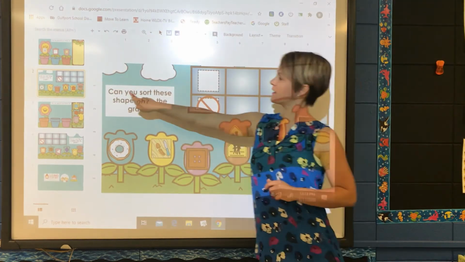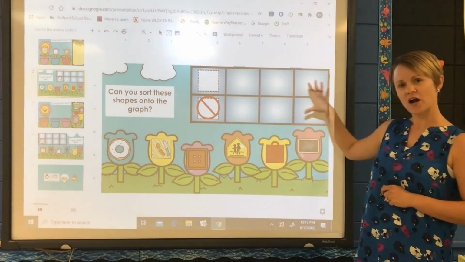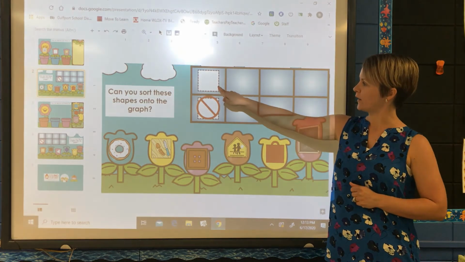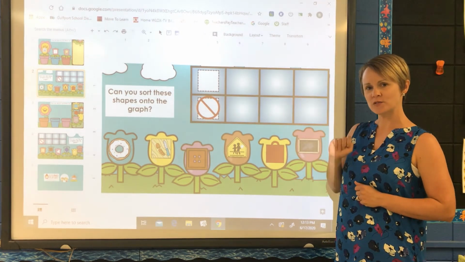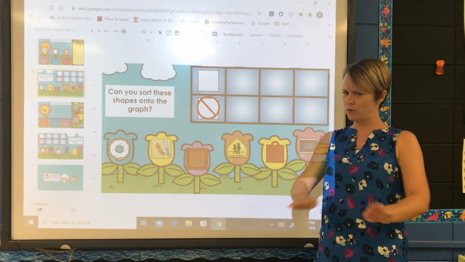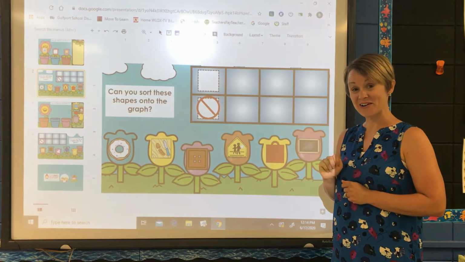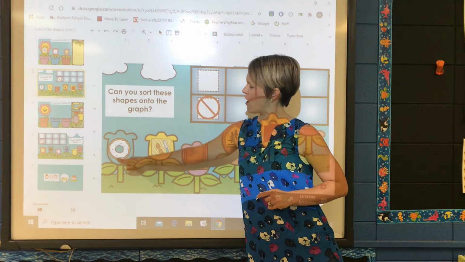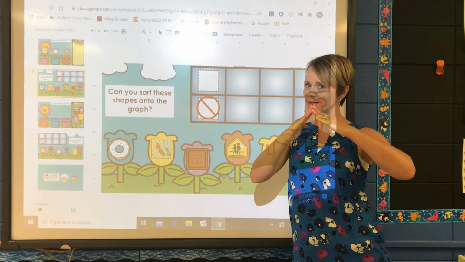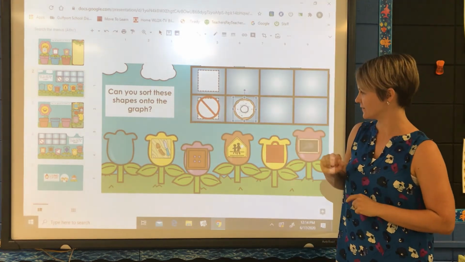Now, can you sort these shapes onto the graph? Here's our graph. I see a row on top for squares, so I'll put my squares in these spaces. And this red sign says these are not squares, and they'll go in these spaces. Let's get started. Look at this round, full donut with no straight sides and no points. He's definitely not a square.